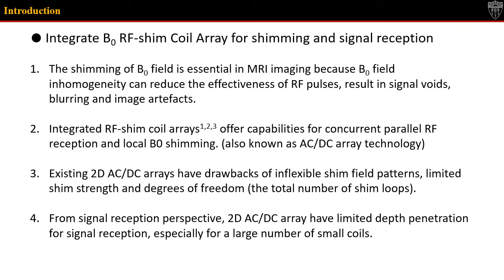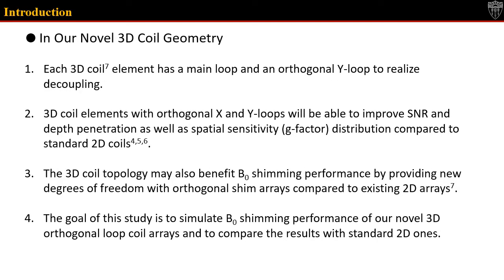Existing 2D AC/DC arrays have drawbacks of inflexible shim field patterns, limited shim strength, and limited degrees of freedom. From a signal reception perspective, 2D AC/DC arrays may have limited depth penetration for signal reception, especially for a large number of small coils. In our novel 3D coil geometry, each 3D coil element has a main loop and an orthogonal Y loop to realize decoupling.